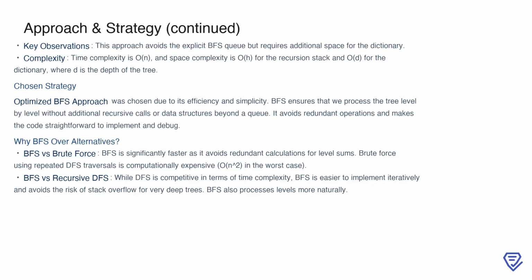BFS avoids the need for additional data structures beyond a queue and eliminates redundant calculations, making it straightforward to implement and debug. Comparing BFS to brute force, BFS is clearly faster because it calculates level sums in a single traversal rather than repeatedly visiting nodes. Compared to recursive DFS, BFS is preferable for its iterative nature, which avoids the risk of stack overflow in very deep trees. Additionally, BFS aligns well with the problem's requirements by naturally processing the tree one level at a time.